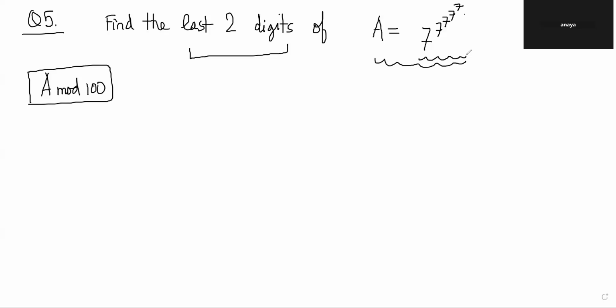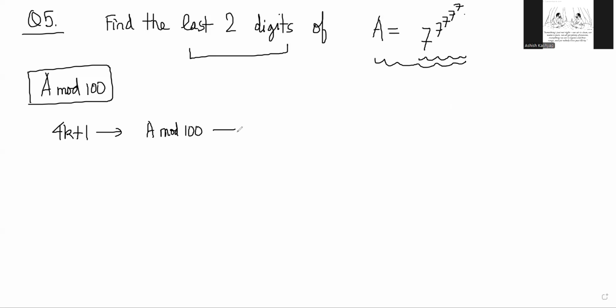7 power 1 is 7 mod 100, then 7 power 2 is 49 mod 100, then 7 power 3 is 43 mod 100, and then 7 power 4 is 1 mod 100, and then it'll just repeat? Yes. So mod 100, any powers of 7, you will get a pattern of 4, right? The pattern of 4 is when the number is of the form 4k plus 1, right? The remainder, 7 power that mod 100 would be simply 7, right? Yes.